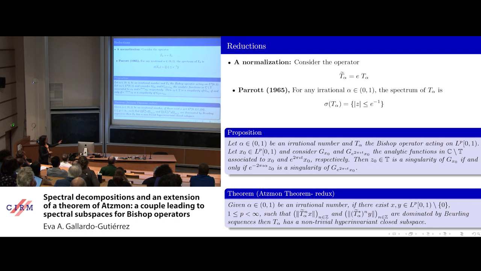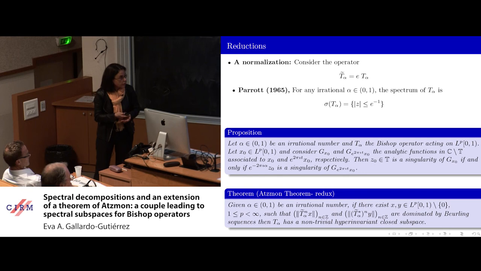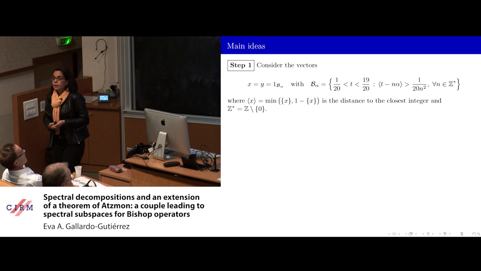So this is all we have to do. We have to find two non-zero vectors in the space such that these two sequences are bounded, or dominated, by a Beurling sequence. Okay, so let's find the vectors.